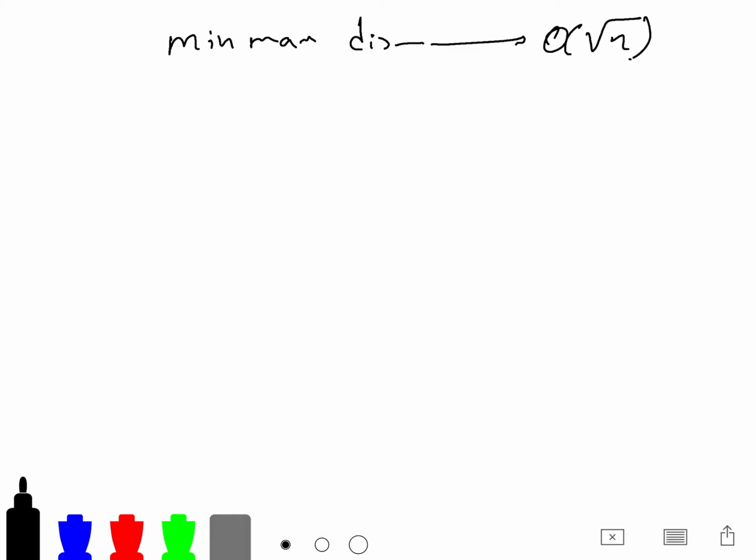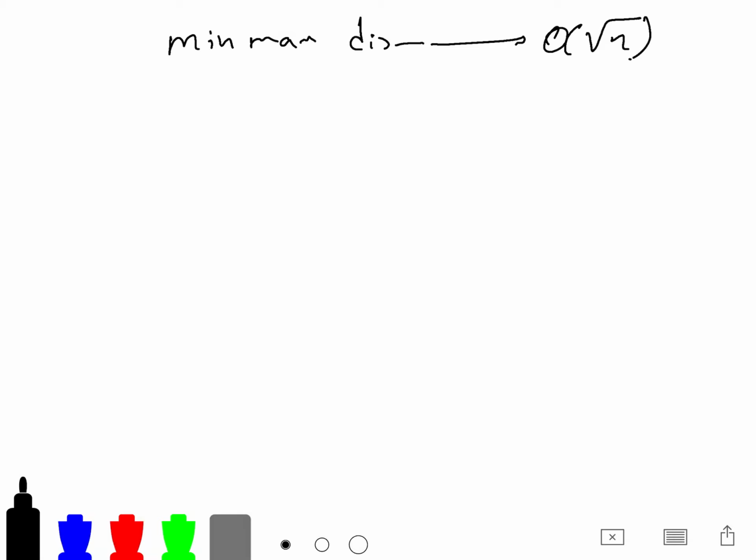So Moses Charikar introduced two different problems. One of them is a special case that is complete graph, but he also produced another algorithm for general graphs, which I will explain.